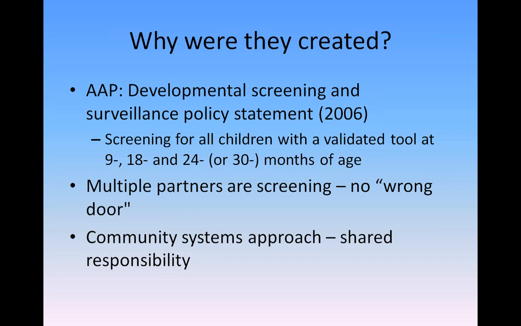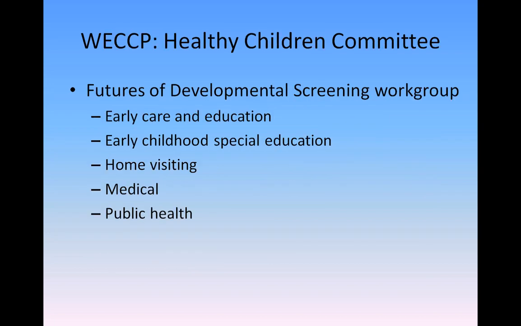Why were the tip sheets created? Well, we know from the American Academy of Pediatrics that there is an established screening and surveillance policy recommendation that was put out in 2006. The recommendation is screening of all children with a validated tool at these regular periodicities. We have many people who are screening. There's no wrong door to identify kids with developmental delays. But we do want to ensure that communities are approaching screening as an integrated system with shared responsibility.